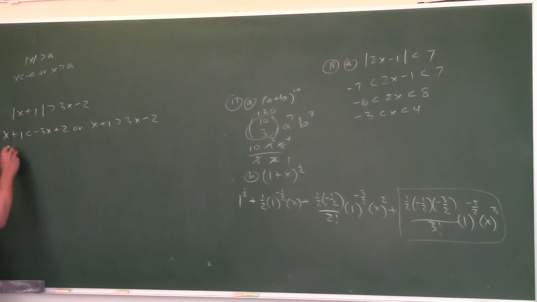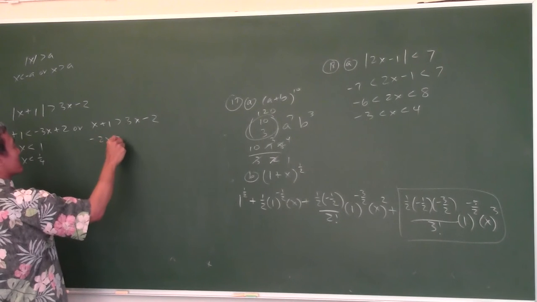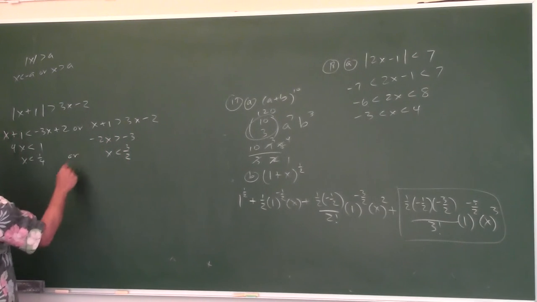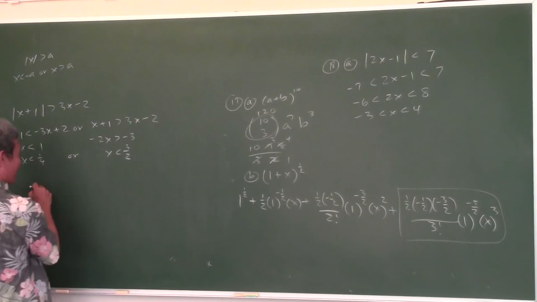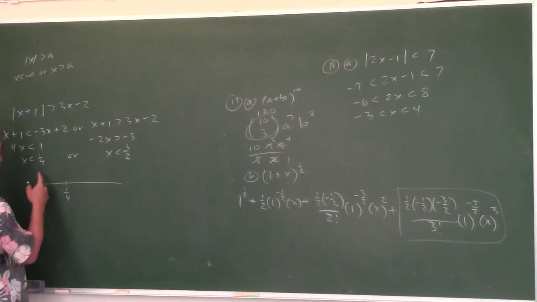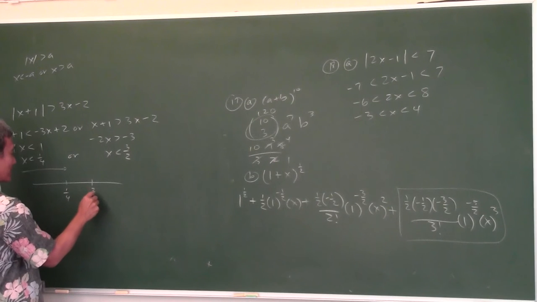Solve each one. So this is like 4x is less than 1. x is less than 1/4. And then negative 2x is greater than negative 3, so x is less than 3/2. And then or. What does or mean? It means union. So if you have a difficult time, make a number line. Here's 1/4. How do you graph x is less than 1/4? How do you graph x is less than 3/2?